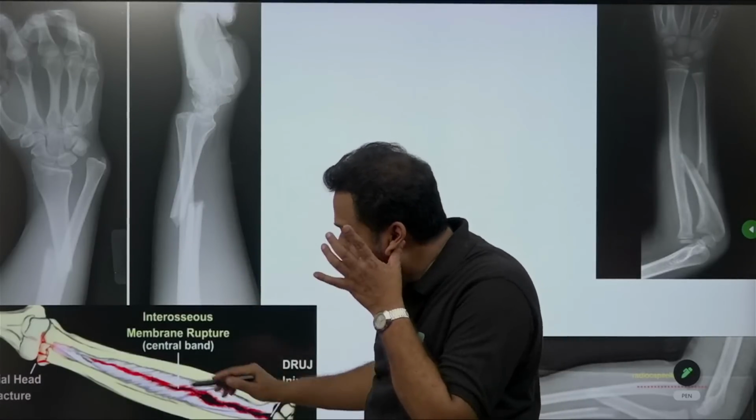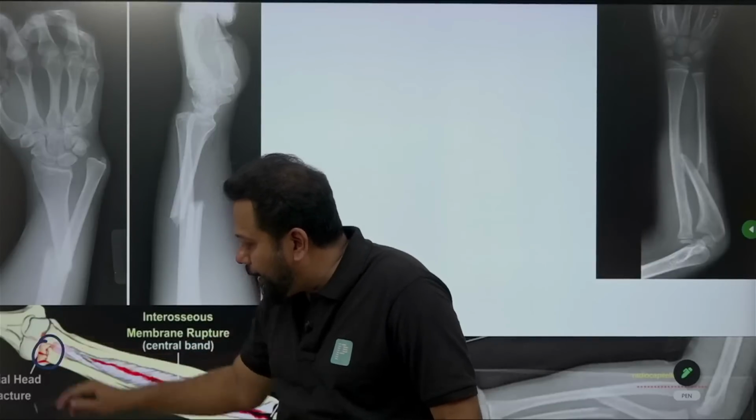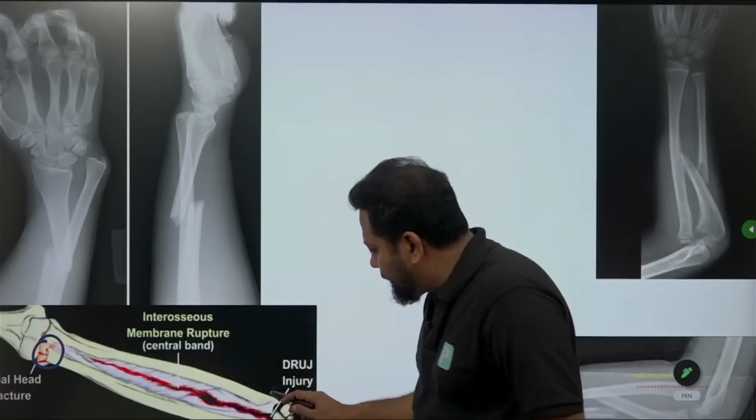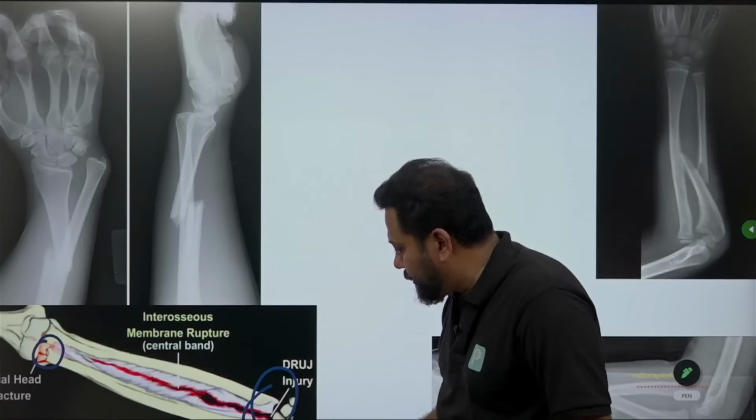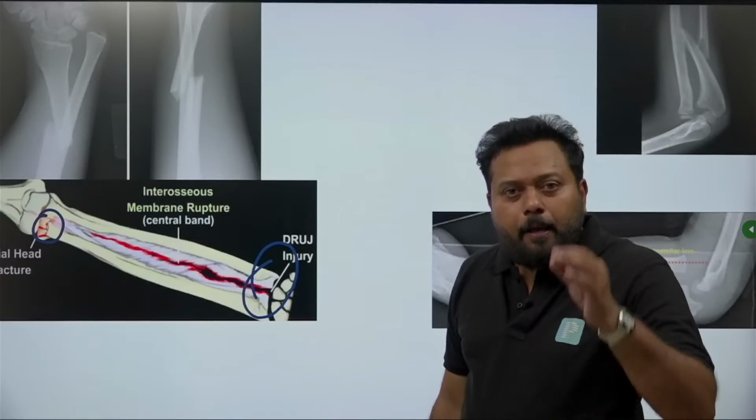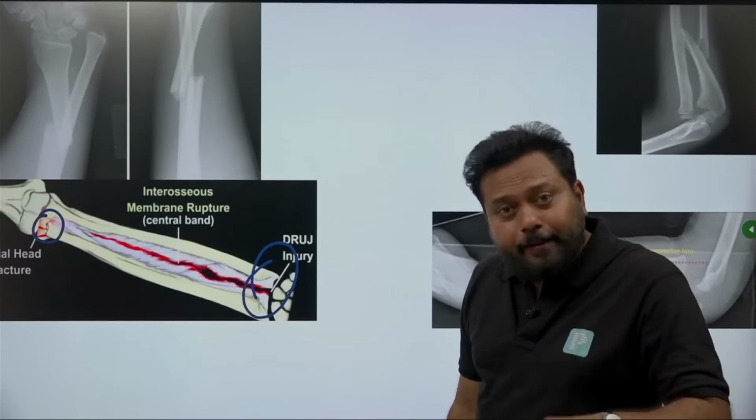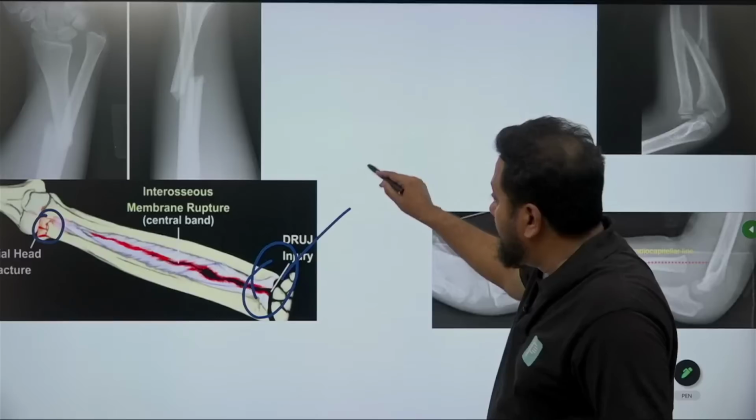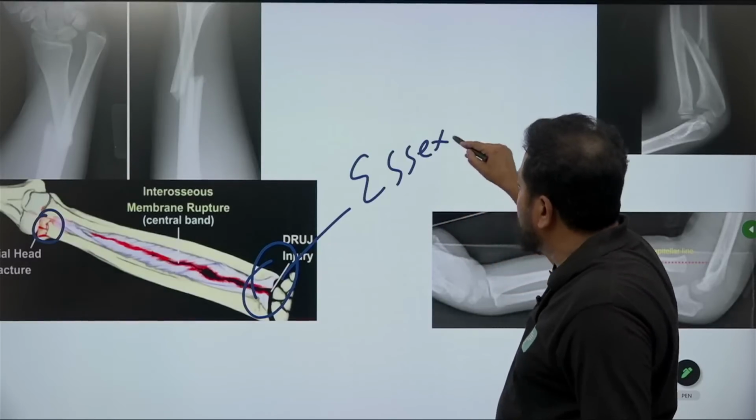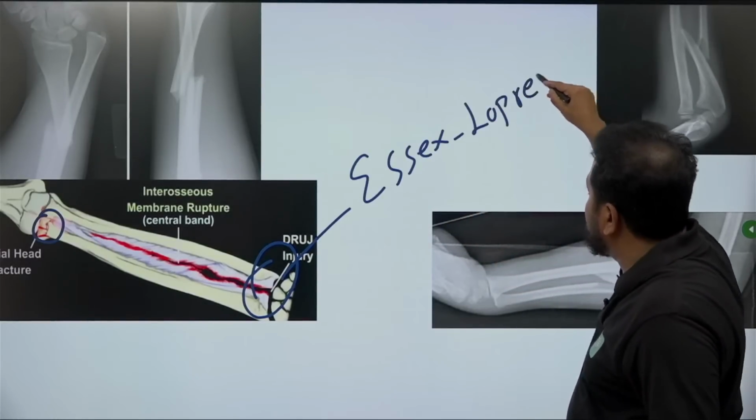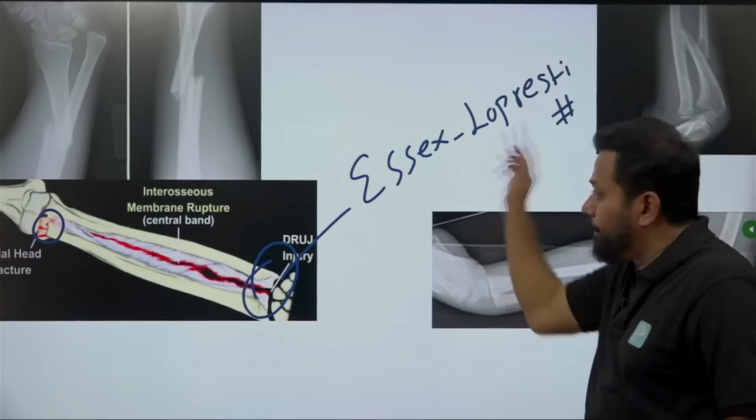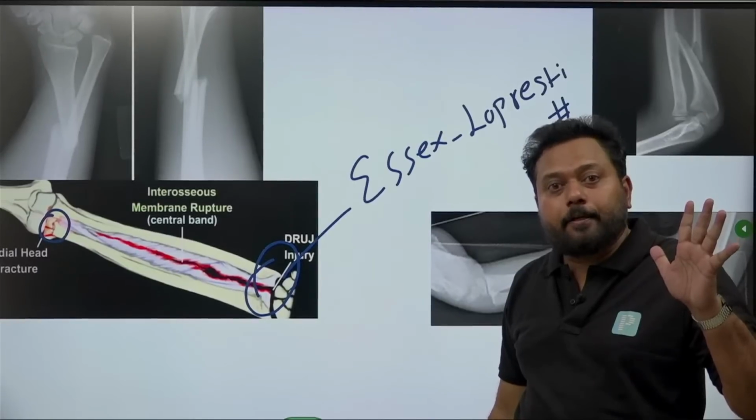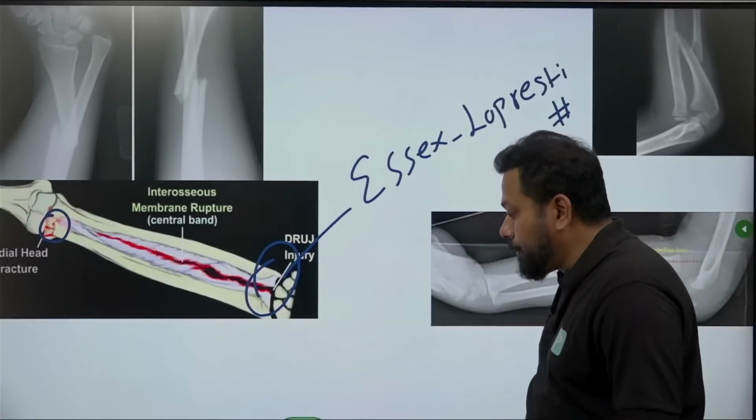In between, you see here, there is a comminuted fracture of the radial head with disruption of the distal radio-ulnar joint. What is this fracture? Comminuted fracture of the radial head with disruption of the distal radio-ulnar joint. This is called Essex-Lopresti fracture. So far, they have not asked this several times in the entrance. This is called Essex-Lopresti fracture.